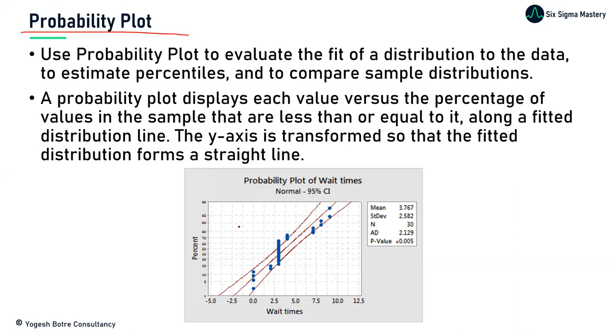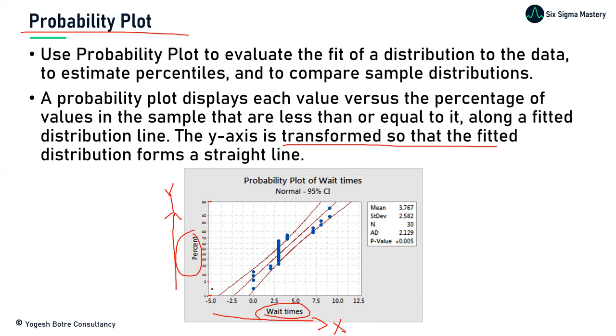And it creates the probability plot on two axes. One is your x-axis, which is your data values. And another axis, y-axis, is your percentile or percentage. It ranges from 1 to 100% and the scale is not linear. The scale is basically a transformed scale. Y-axis is transformed so that this line looks like a straight line, right?